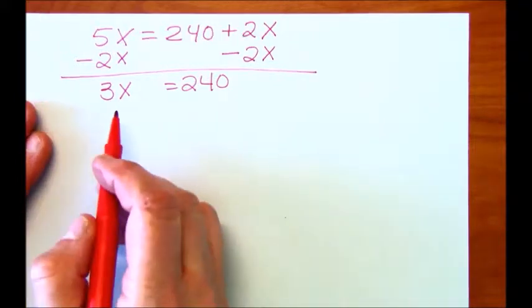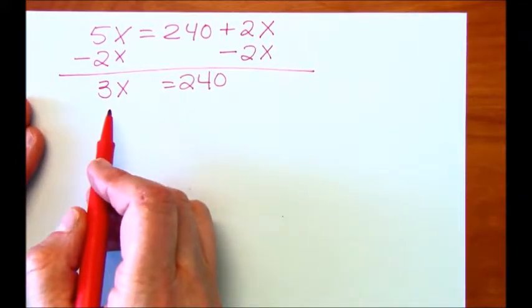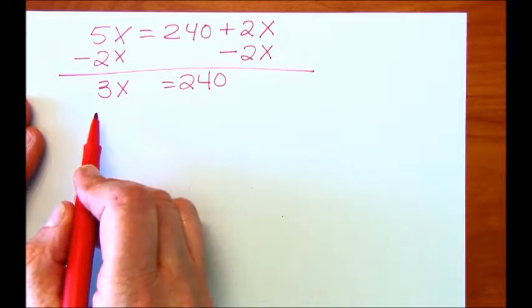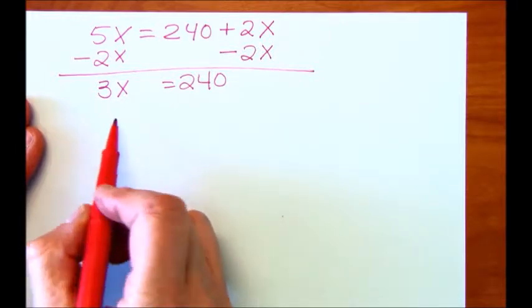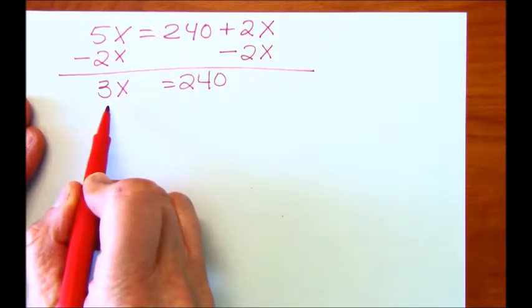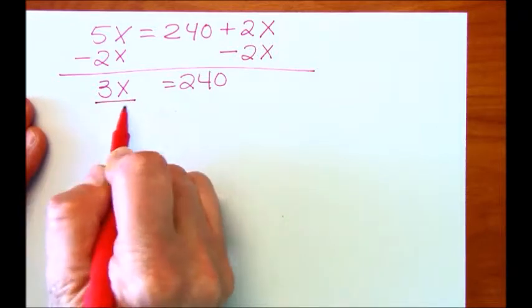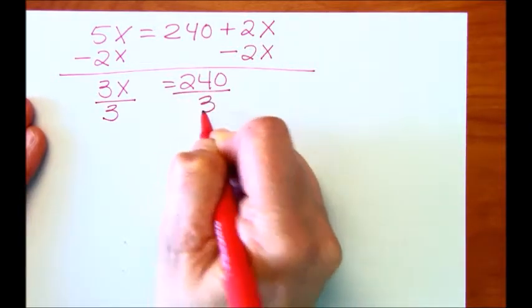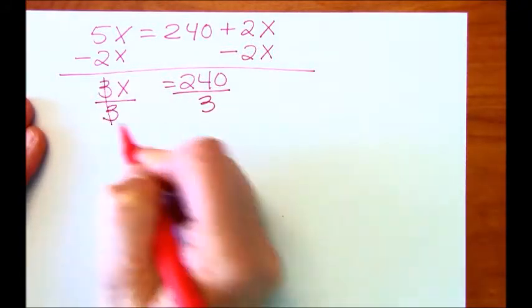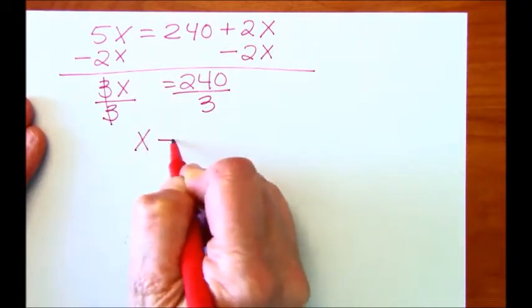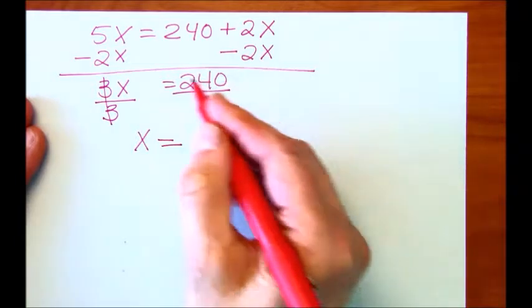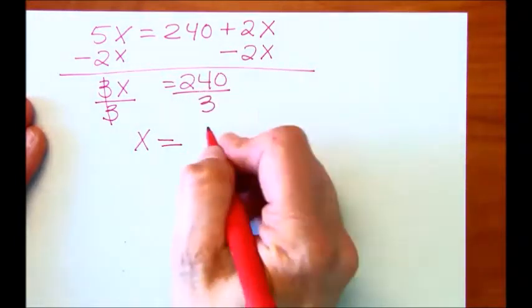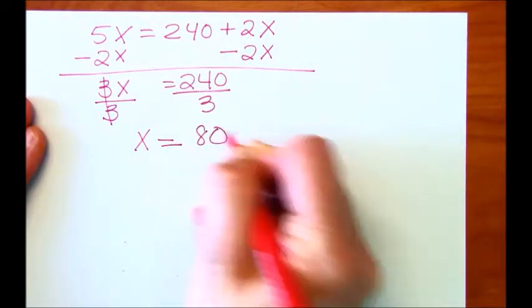So again, we need to use inverse operations, keeping the balance, and then checking our work. The opposite of multiplication is division. So I want to divide by the 3 on both sides. That's going to cancel. I'm left with x equals 240 divided by 3, which should give you 80.